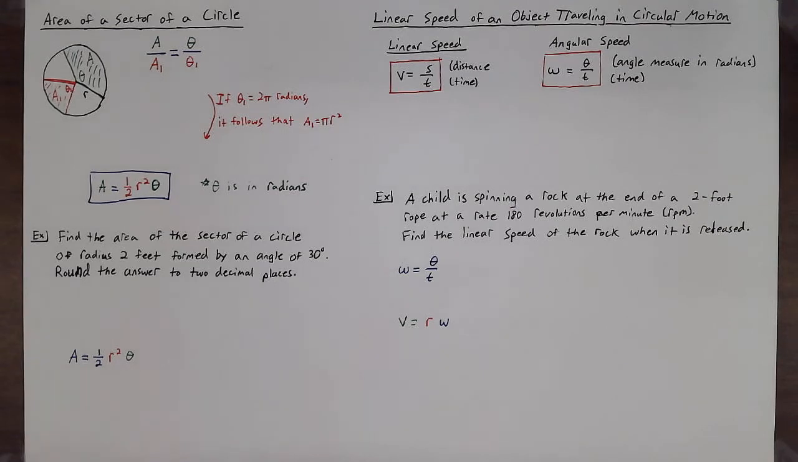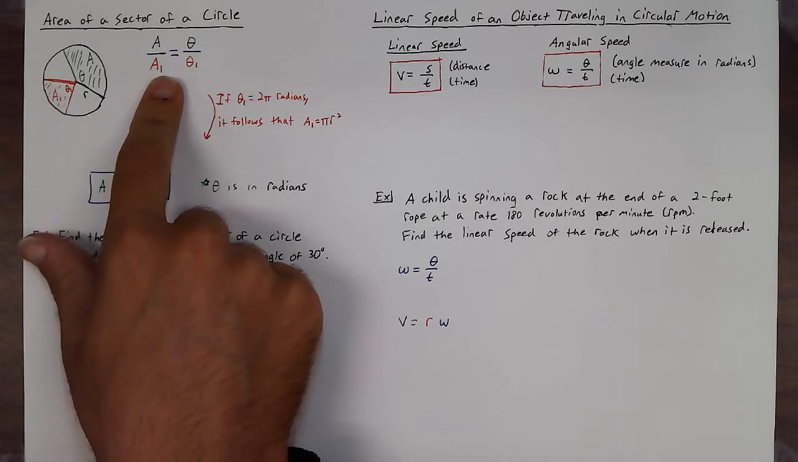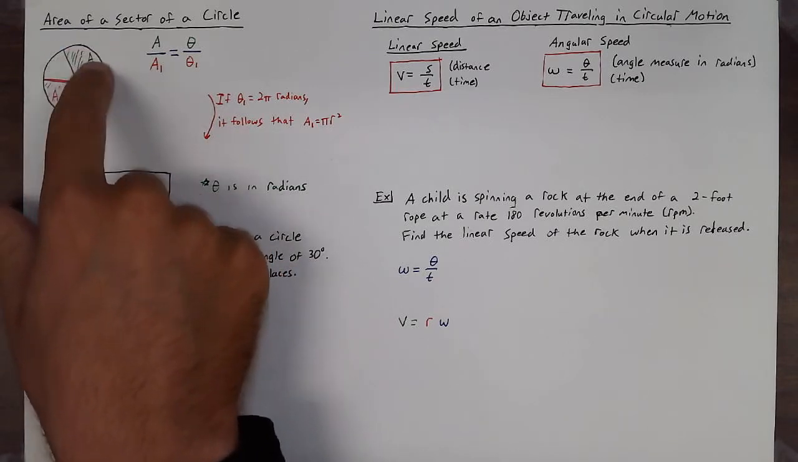In this video, we're going to learn how to find the area of a sector of a circle, as well as how to calculate the linear speed of an object traveling in circular motion. But let's start with the area of a sector of a circle. Now, very similar to how we derive the formula for the arc of a circle, we're going to do a very similar ratio to find the area of a sector of a circle, which is like one of these little pizza slices.